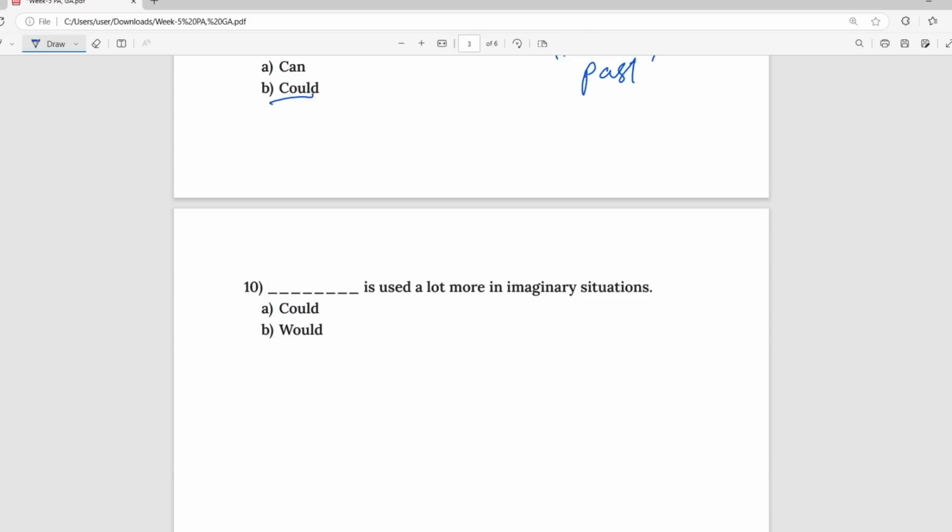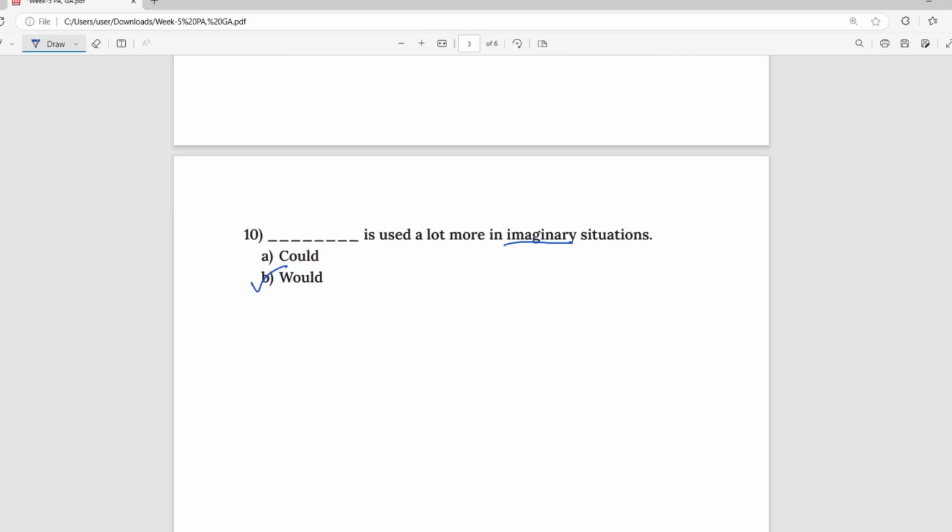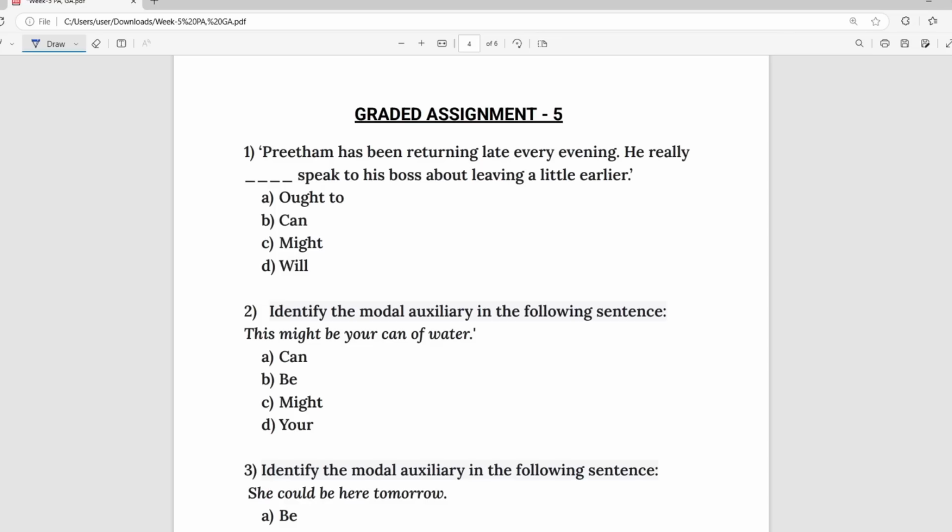The last one, blank is used a lot more in imaginary situations. Options are could and would. Answer is would. We use would in hypothetical situations. So we are done with the practice assignment. Let's discuss the graded assignment.